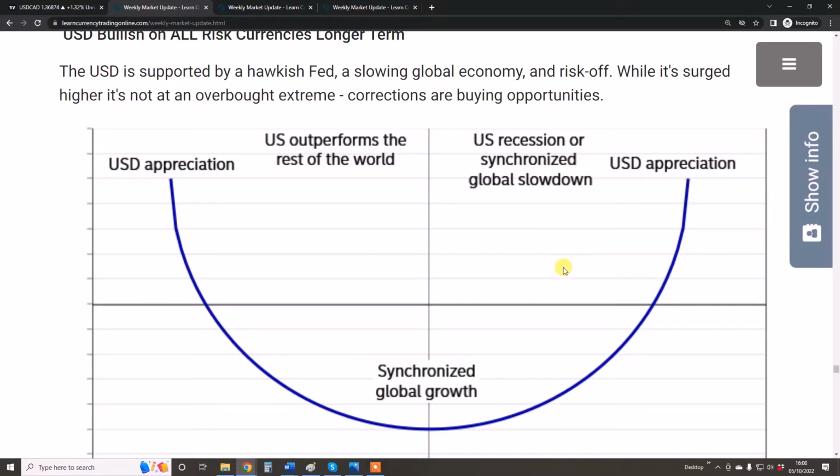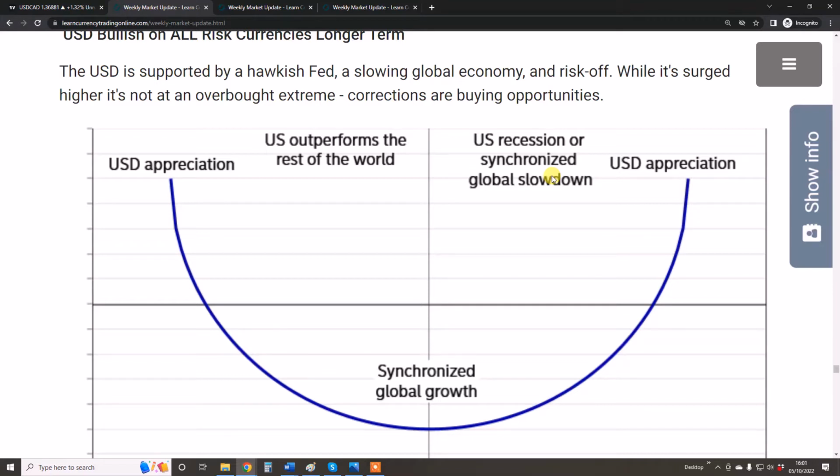Now, in terms of when does it appreciate, basically when you get a US recession or a synchronized global slowdown. US is not in recession yet. There's a lot of debate about whether it will go into recession. Personally, I think it might avoid it, but we've certainly got a synchronized global slowdown. You can see all the major economies around the world slowing up: China, Eurozone, India, Taiwan, wherever you look.